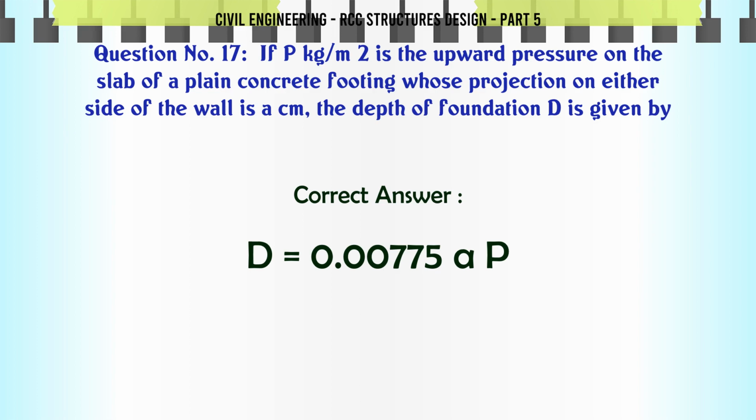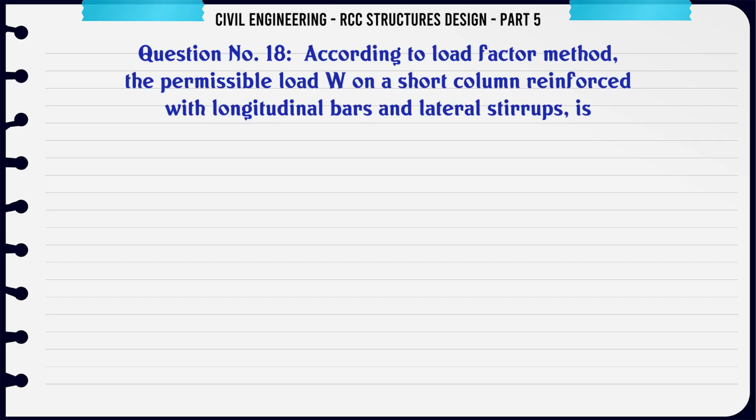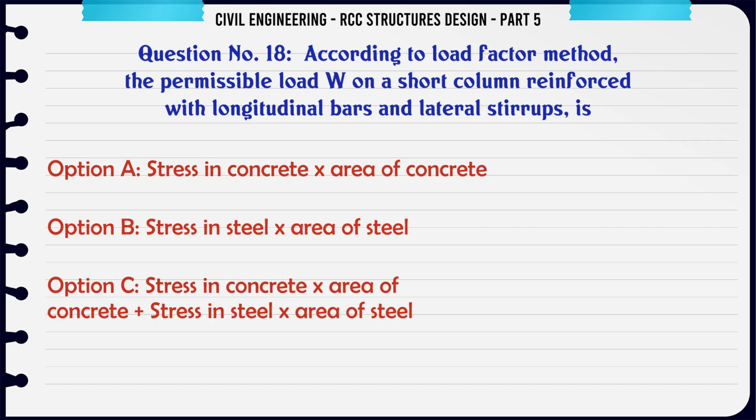According to load factor method, the permissible load W on a short column reinforced with longitudinal bars and lateral stirrups is A. Stress in concrete x area of concrete, B. Stress in steel x area of steel, C.